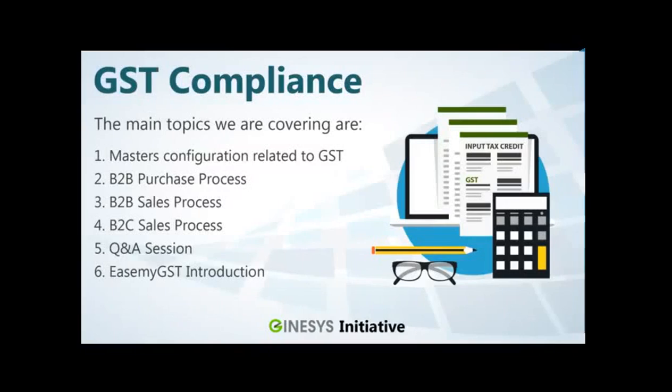The next question is, some HSN code in our business has 3 GST rates. So how do we reflect the same in Ginesys? Also, is there any provision to rectify wrongly tagged HSN codes?